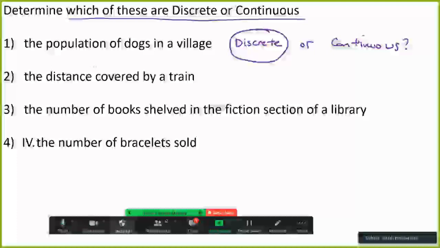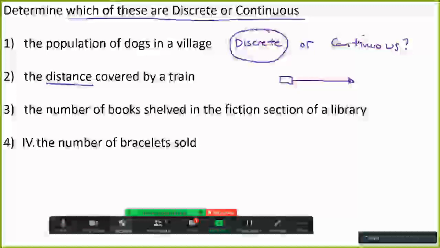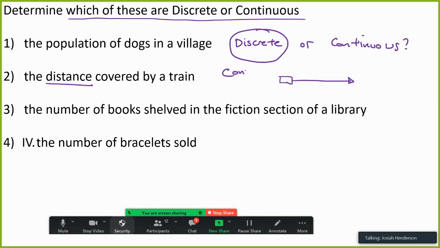The distance covered by a train, distance. So a train leaves the station and it's going across the land. It doesn't jump ahead 1 mile at a time, right? Or 1 foot at a time. That would be a nightmare. It's continuously moving. It does every inch at a time, every little millimeter at a time. So distance covered by a train, it's continuous. Thank you.